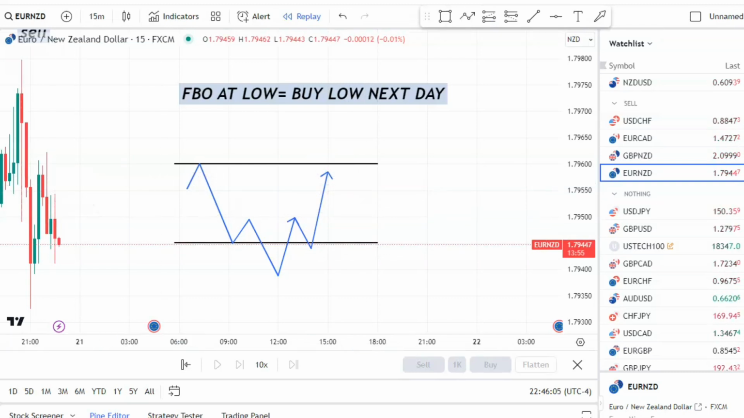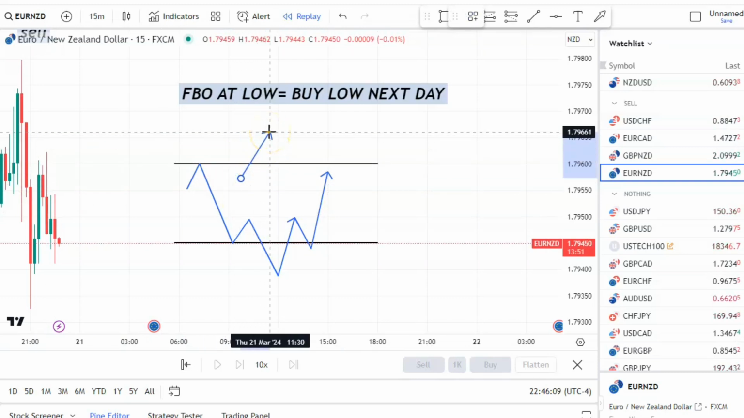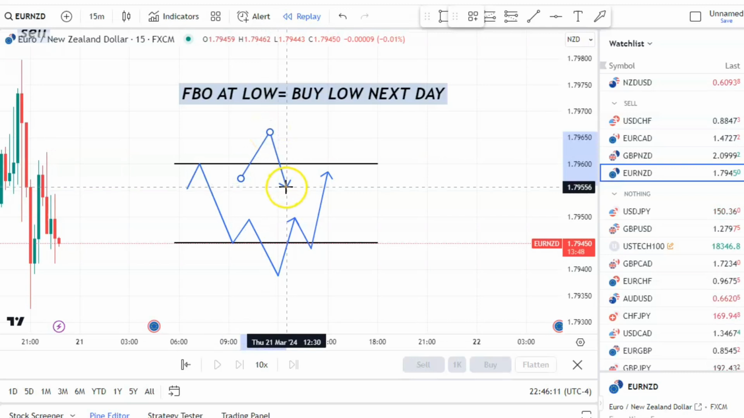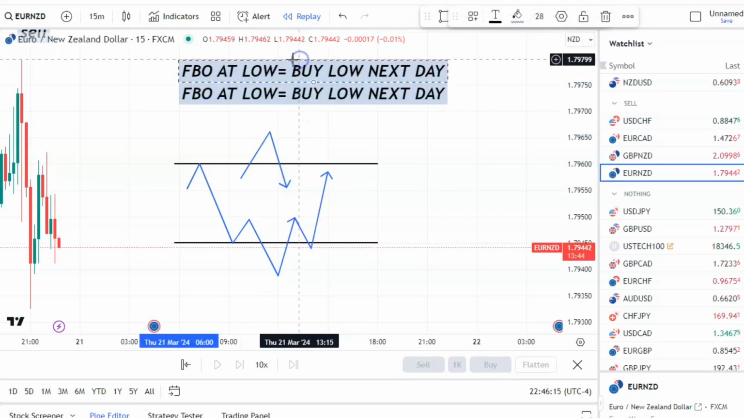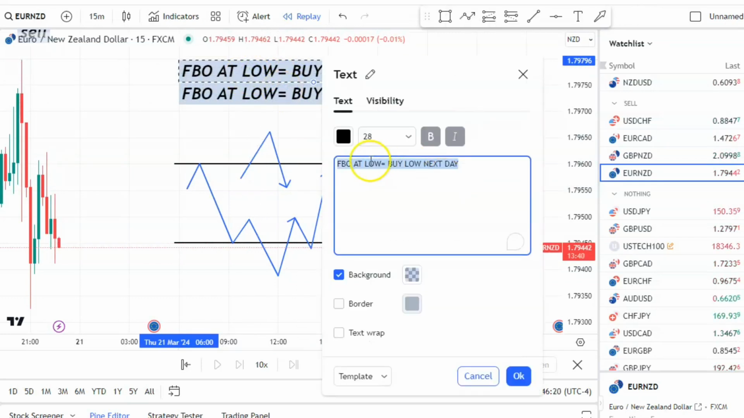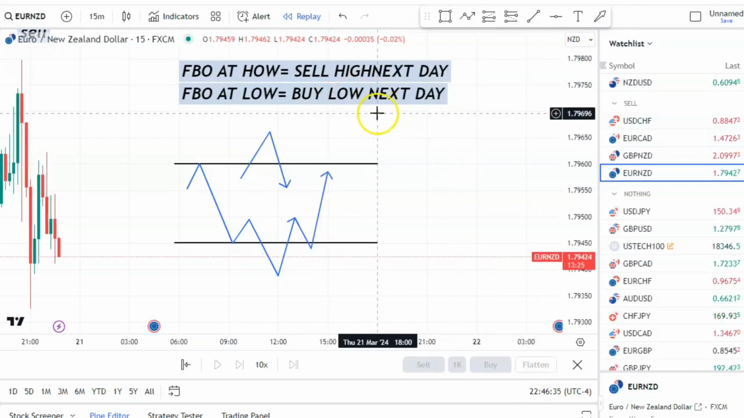And it's the same case if price breaks out of the high of the day and closes back inside. That means we have a failed breakout at the high of the week. And if we have the failed breakout at the high of week, it means sell high the next day. Simple. So this is the weekly analysis.